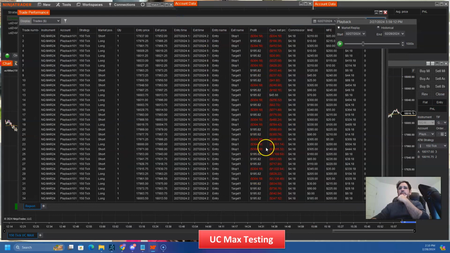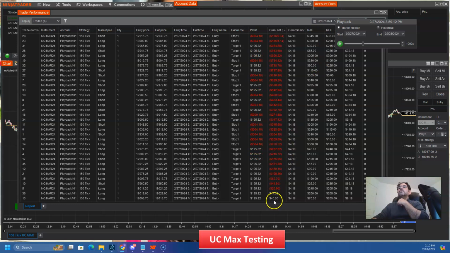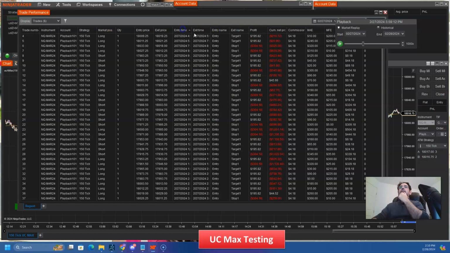So, you know, it was a choppy day. So the drawdown we saw was negative 1305 with one contract. The highest we went was plus $45, and we closed at minus 259.